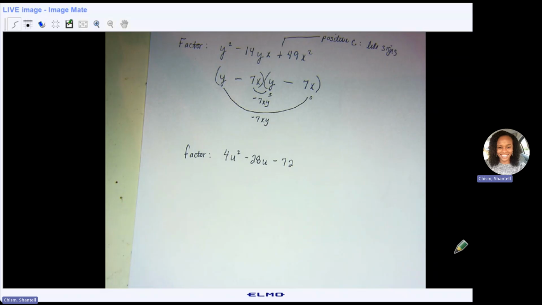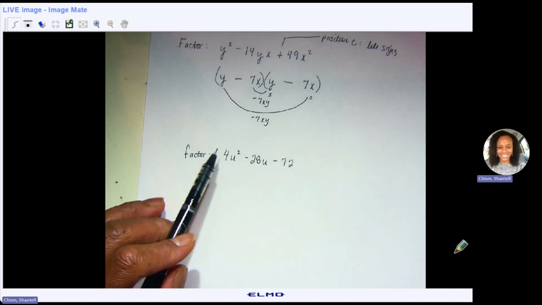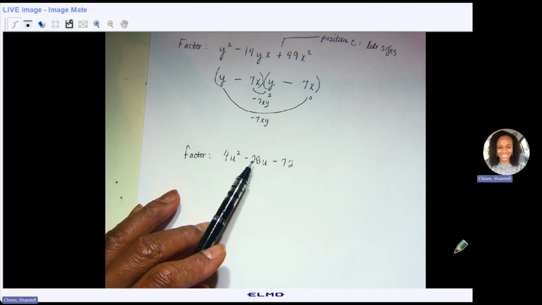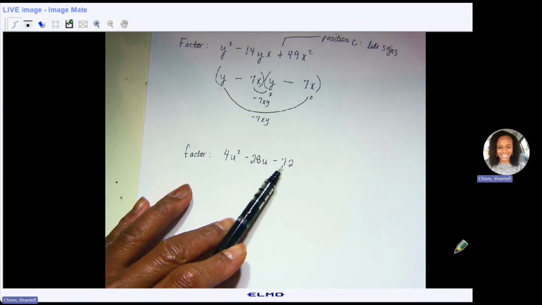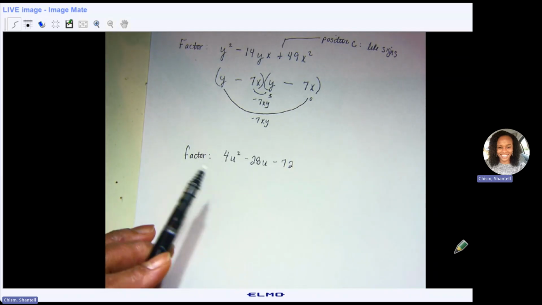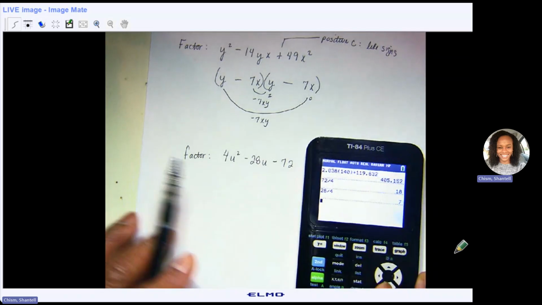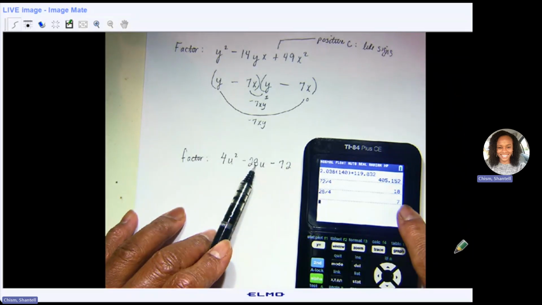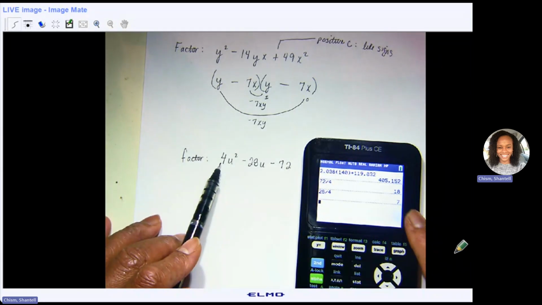Now, if you have a GCF, of course, you would pull it out if there is one. So I'm looking at these numbers. I know 4 can come out of itself. I know 4 can come out of 28. And I know 4 can come out of 72. Looking at my calculator, 72 divided by 4 is 18. 28 divided by 4 is 7. And of course, 4 divided by 4 is 1.